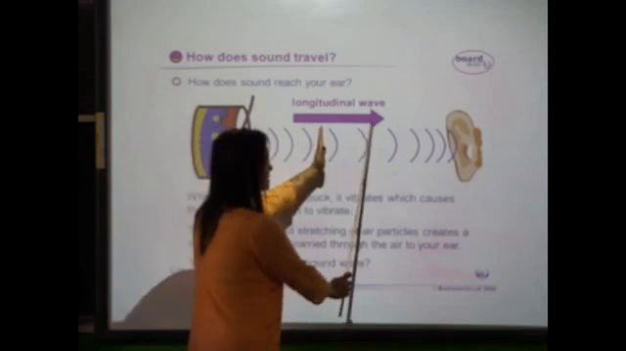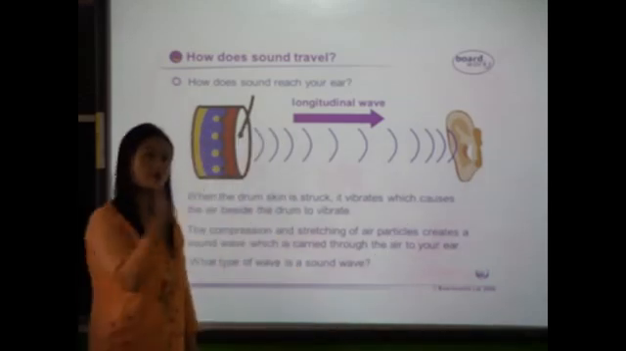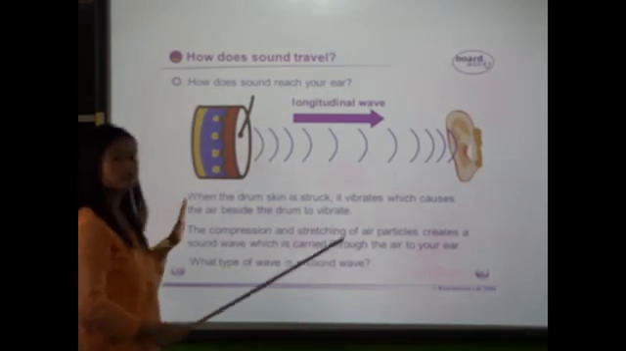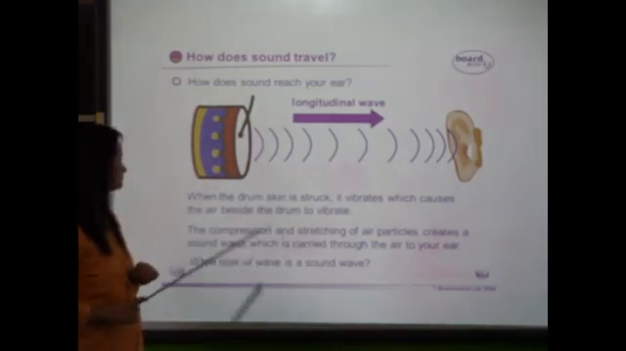Okay, there will be another particle which it will touch, and then it will continue. So it continues to touch all the particles which are on the wave. So this is how sound will travel in the form of a longitudinal wave.